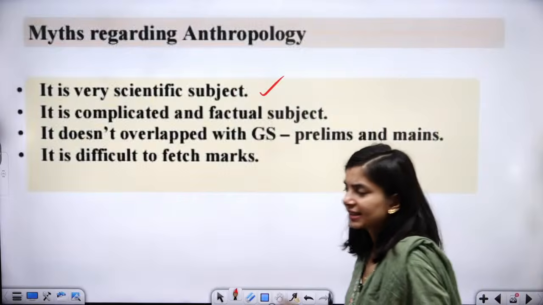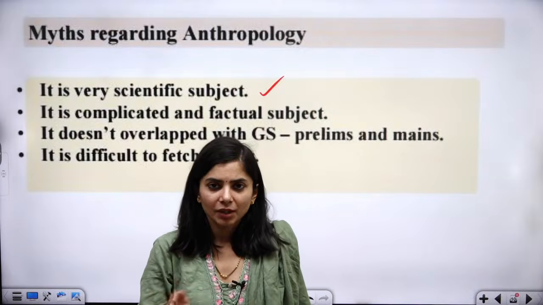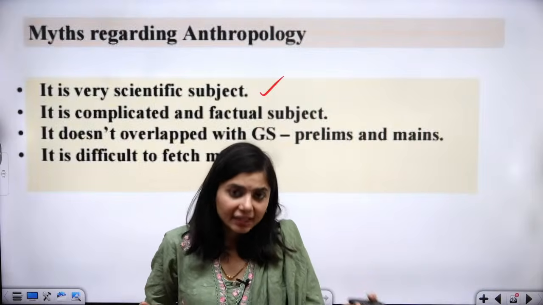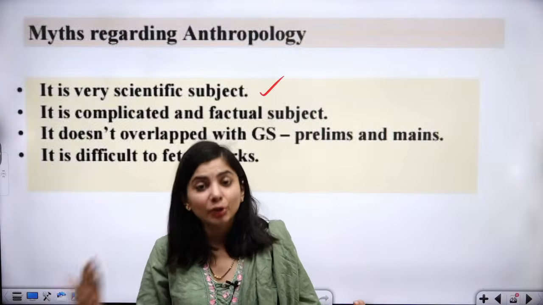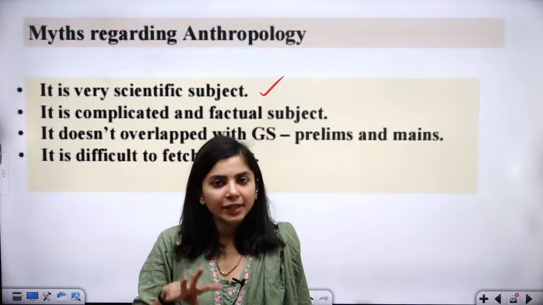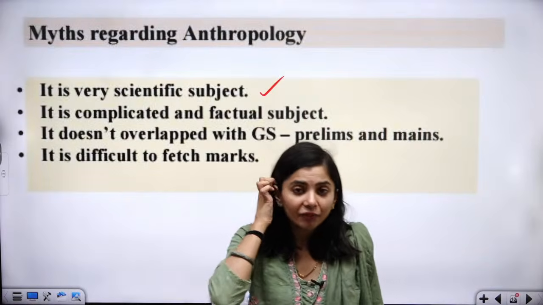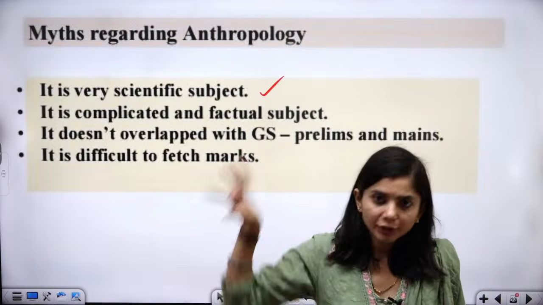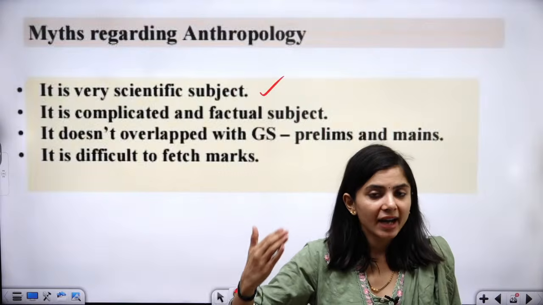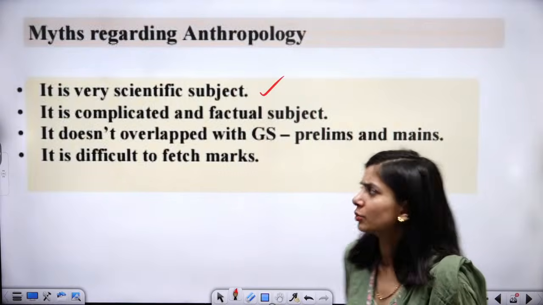Now you have seen the syllabus yourself. You are able to distinguish between the scientific aspect, the theoretical aspect and the practical aspect of the subject. You know very well that physical anthropology is 24% of the total syllabus. The rest is divided into different parts like socio-cultural and Indian anthropology. So this is what you can understand.